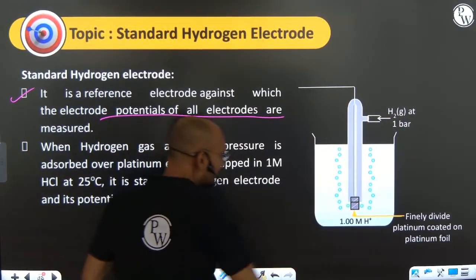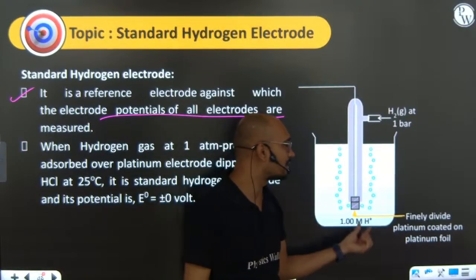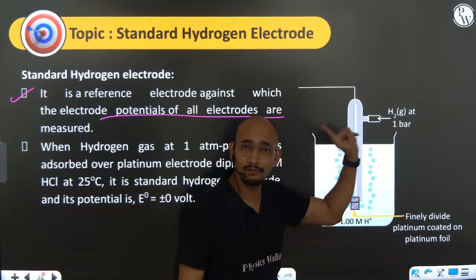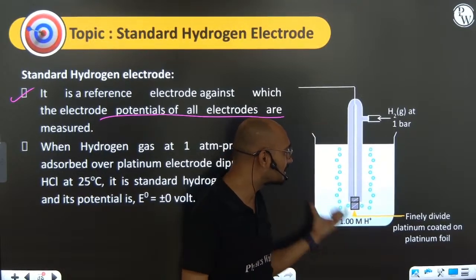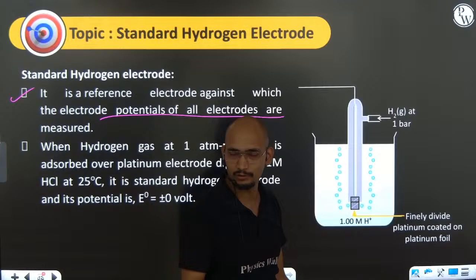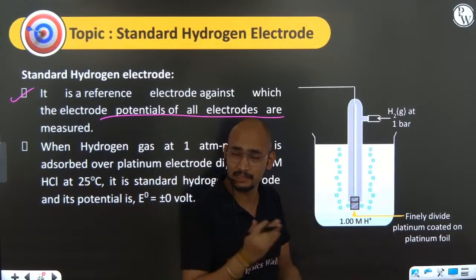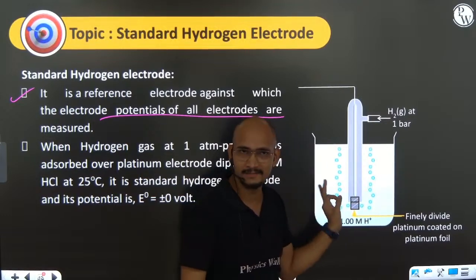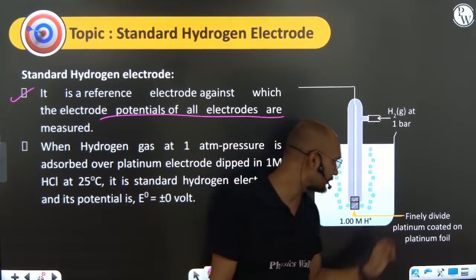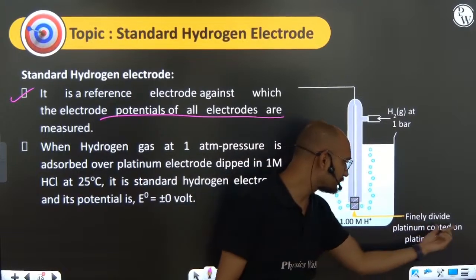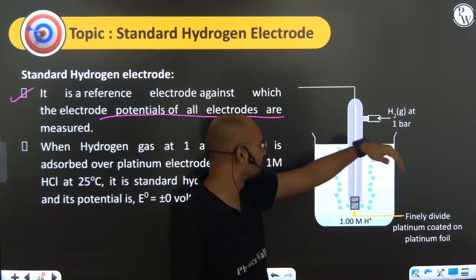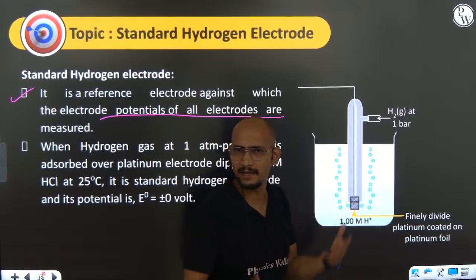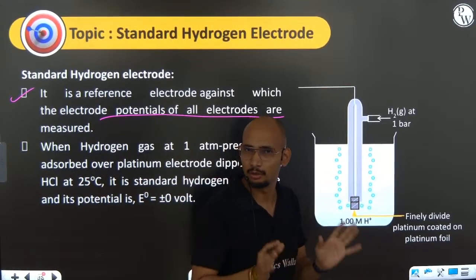How do we make the standard hydrogen electrode? By using a platinum wire or even platinum gauze and passing hydrogen through it at 1 bar of pressure. The hydrogen solution means there will be H plus, and H plus is present in the acid. So you can take H2SO4 or HCl, that is 1 molar. Not a big deal. So finely divided platinum coated platinum foil, you are passing hydrogen through it, and hydrogen will get adsorbed on that, and it will start acting as a solid electrode. Is that okay or not?